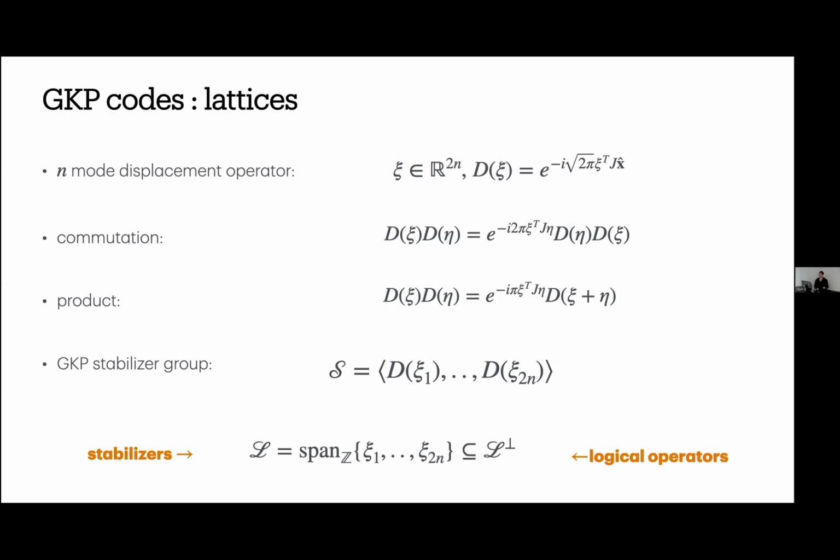Question: at this stage, when you talk about a GKP code and stabilizers, is it obvious that it's going to provide some kind of error correcting property? Not yet. They are stabilizers in the sense that they just fix the subspace. That's it. So far, no error correction properties.